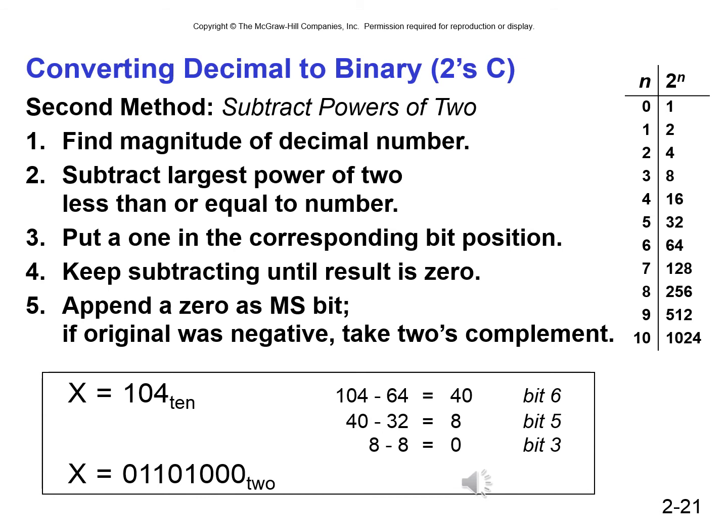Okay. Well, 40 falls between 32 and 64, so we subtract 32, and bit 5 becomes 1. And then we have an 8. 8 is exactly divisible by 2, so 8 gives us bit 3. 8 minus 8 is 0. We're done. So we assemble the number with bit 6, which is the most significant bit in this case. 6 is a 1, 5 is a 1, 4 is a 0, 3 is a 1, 0, 0, 0, base 2.